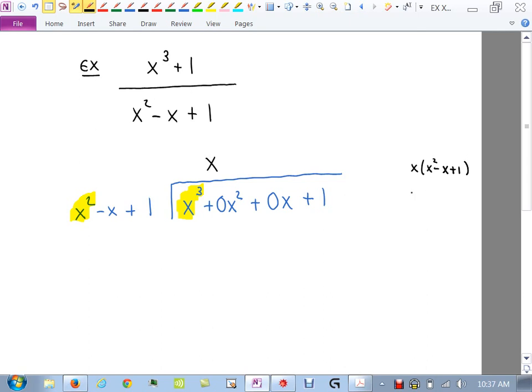Some people really don't like long division, as you can see. They just leave. No, he told me he was leaving.